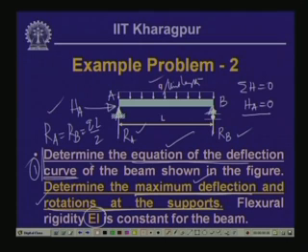Now, this we can compute from R A plus R B equals the total load Q L, and if we take the moment of all the forces with respect to one of the supports, you get the value of R A, and then you can compute from the vertical equilibrium the value of R B, and you will get R A and R B as equal to Q L by 2. Now, let us employ the differential equation of the elastic curve as we have derived.